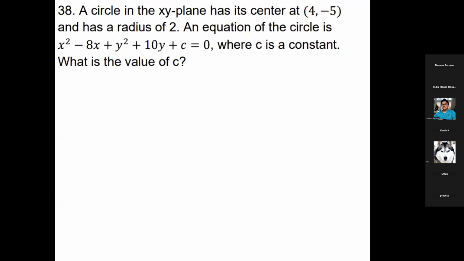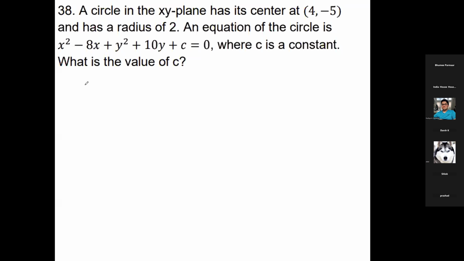Okay, so for question 38, we're given a circle in the xy plane that has its center at (4, -5) and has a radius of 2. The equation of a circle is x squared minus 8x plus y squared plus 10y plus c equals 0, where c is a constant. What is the value of c?